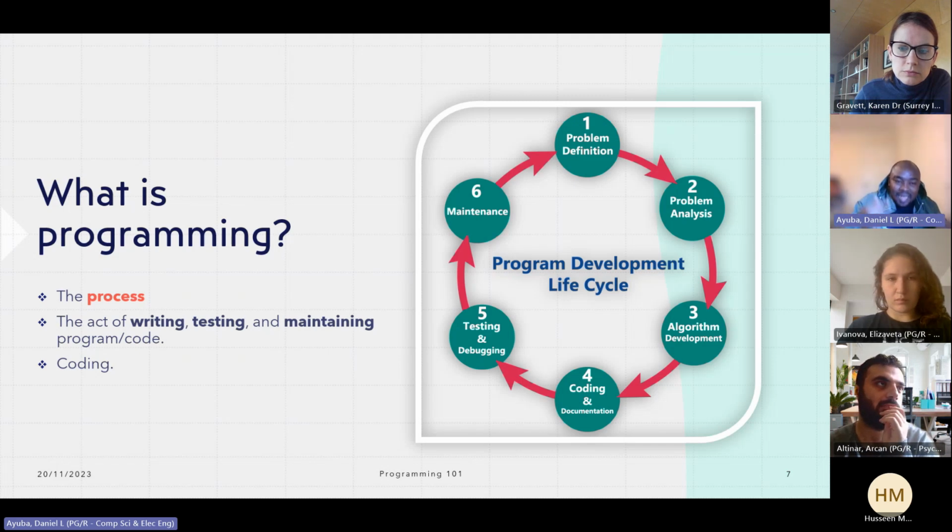The process, the actual act of writing, testing, and maintaining your program, or in some cases, you hear them called code, right? And the process of doing this, again, is also called coding. So in some literature, you might see coding or you see programming. Don't get confused. They mean the same thing, right? So quickly to the right, we're going to see the development life cycle of writing a program.